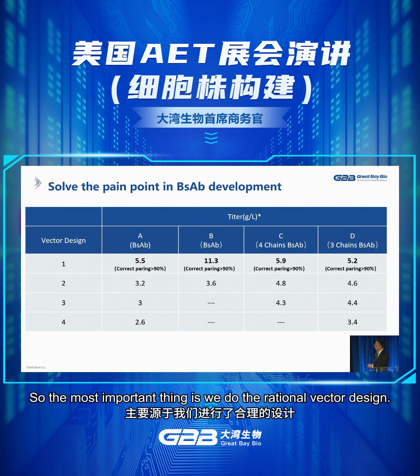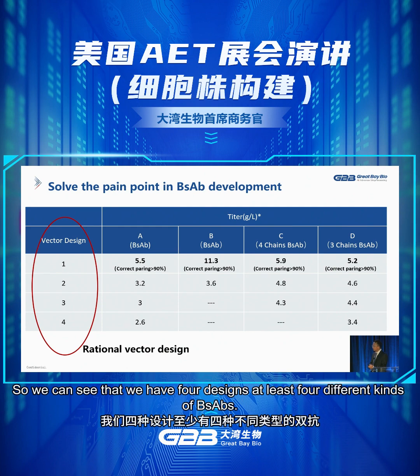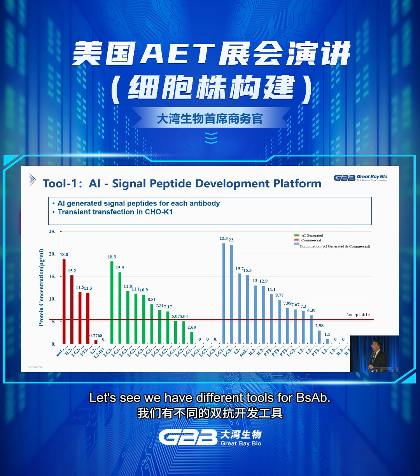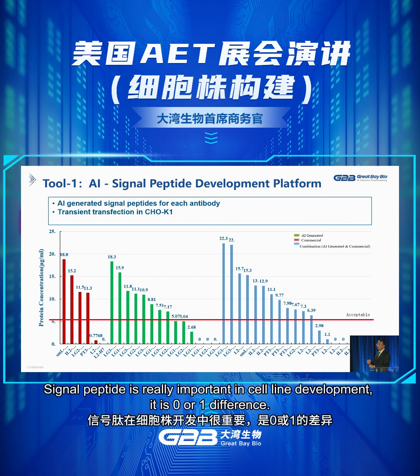The most important thing is we do rational vector design. We have at least 4 designs for different kinds of BSABs. What are these? Let's see, we have different tools for BSAB. The first tool is for the signal peptides. Signal peptide is really important in cell line development. It is a 0 or 1 difference.